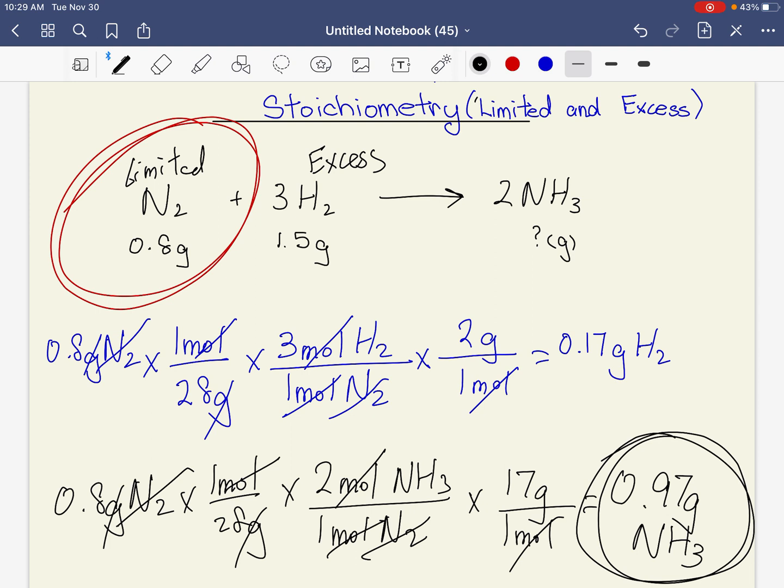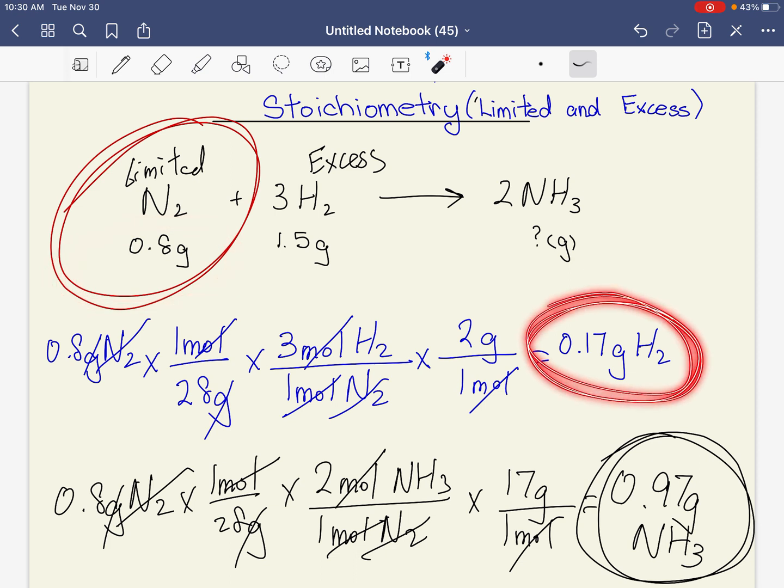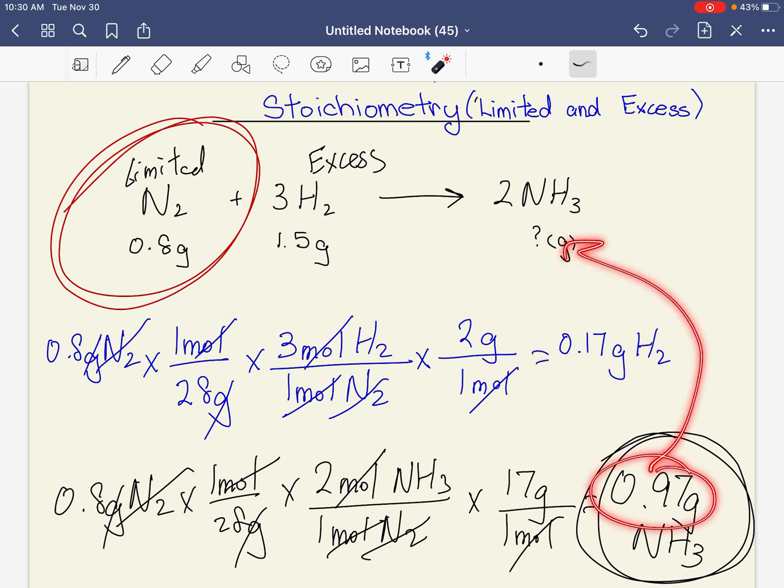So 0.8 grams of N2 produces 0.97 grams of NH3. And what that also means is that I'm going to use 0.17 grams of H2. And it makes sense, if you think about it. I have 0.8 of this, right? 0.8 of this needs at least 0.17 of these, right? And I will produce 0.97 of these.